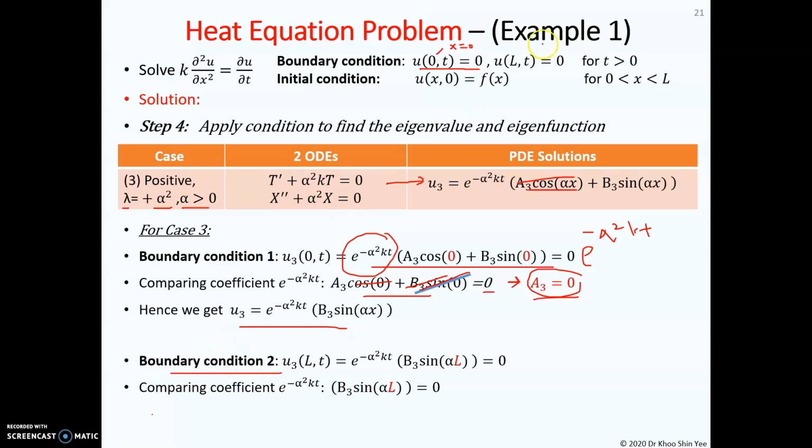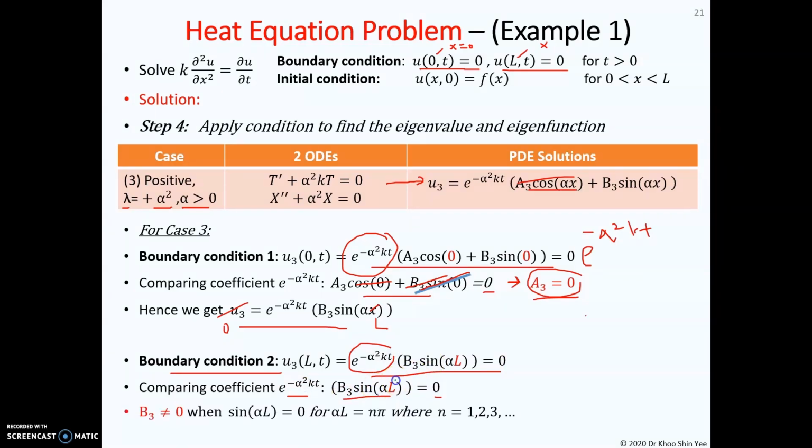Let's continue to apply the second boundary condition here. When your x is equal to L, your u will be equal to 0. Therefore, you obtain this equation. Compare the coefficient for the exponential on both sides again. You obtain the sine term equal to 0. Let's look at this component, alpha L. Since alpha is greater than 0, alpha L will be greater than 0 as well, which means it's a positive value. Since alpha L is positive, when you plot sine alpha L, we only consider the positive region.